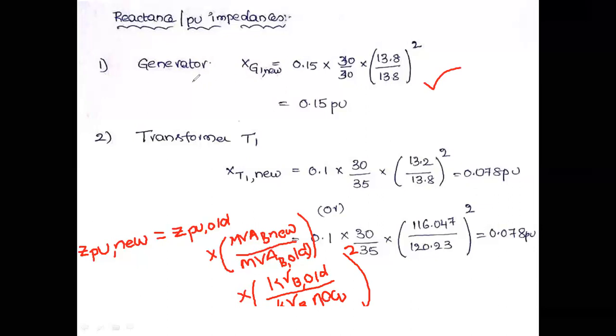First one is the generator section, and for that generator, obviously we have considered the generator ratings as the base values for the entire system. So you can directly get 0.15. Or suppose if you are getting some confusion, you can consider 0.15 multiplied by new base MVA 30, old base MVA 30, new base KV 13.8, and old base KV is also 13.8. So obviously you will get 0.15 per unit, right?